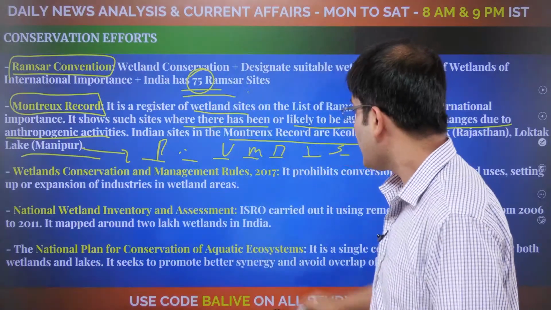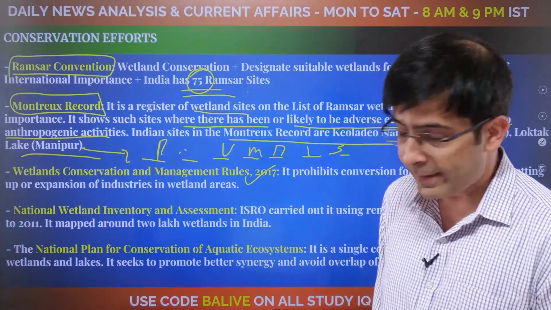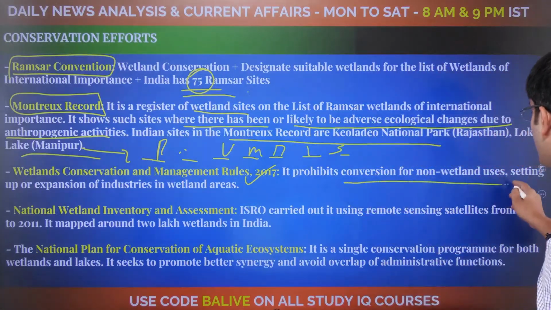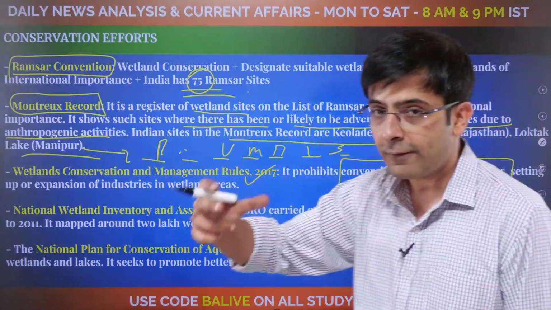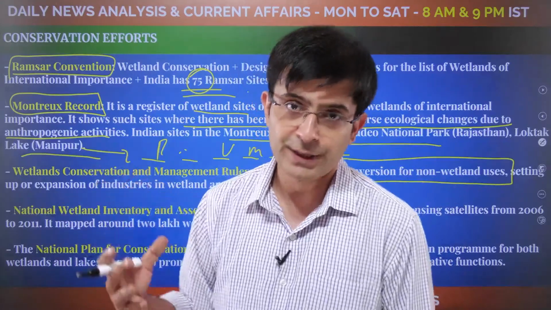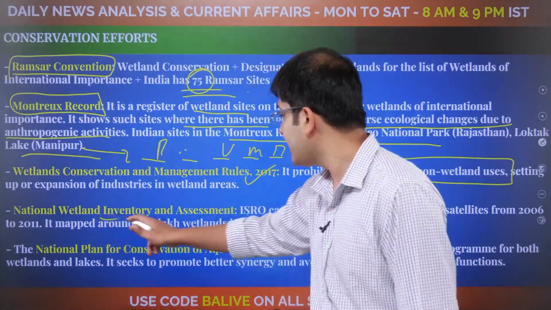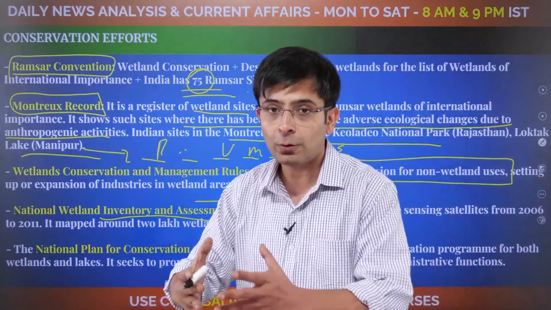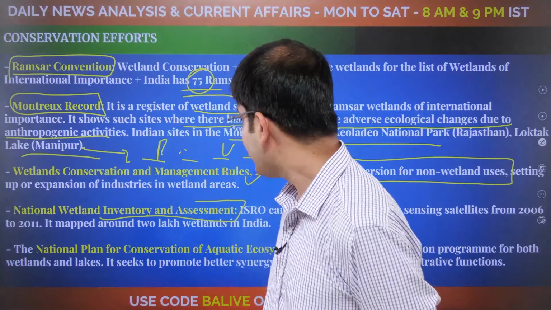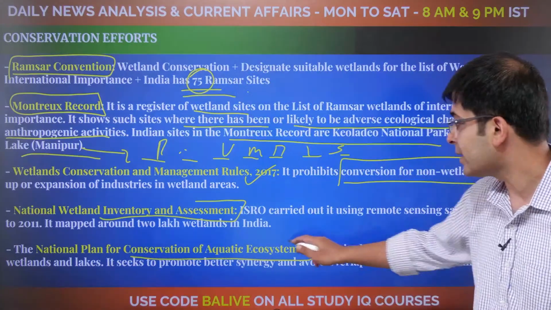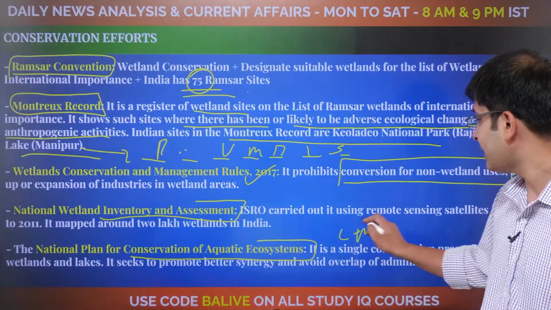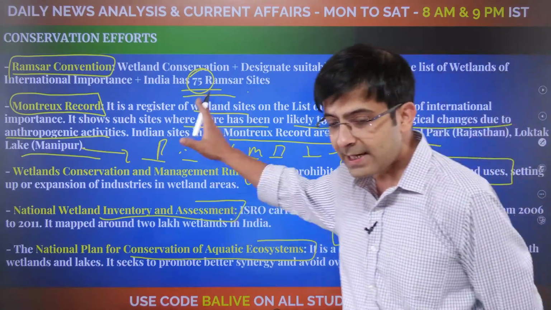Okay. Then you have the Wetland Conservation Management Rules by the Government of India. Prohibits conversion from non-wetland uses. The character of the land should not change or the area should not change. Then you also have a survey that was carried out by the ISRO no less. The National Wetland Inventory and Assessment, because you ought to know how many wetlands are there throughout the country. So ISRO did it. And then you have the National Plan for Conservation of Aquatic Ecosystem, which has both lakes plus wetlands. Okay. So these are the primary rules that we have.